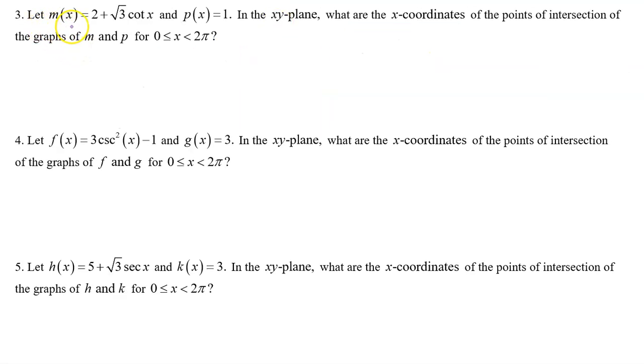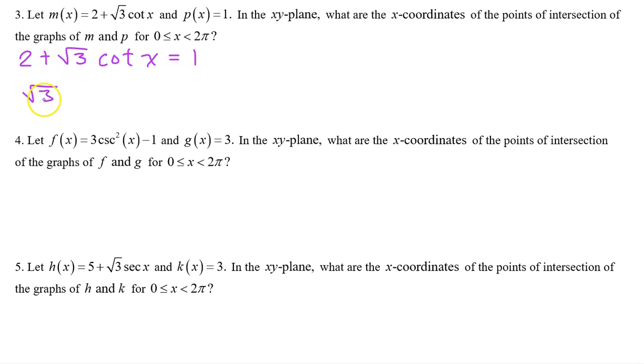Number 3, let m of x equal 2 plus radical 3 times the cotangent of x, and p of x equals 1. In the xy plane, what are the x-coordinates of the points of intersection of the graphs of m and p between 0 and 2 pi? We need to set 2 plus radical 3 cotangent x equal to 1 and solve. Let's begin by subtracting 2 from both sides.